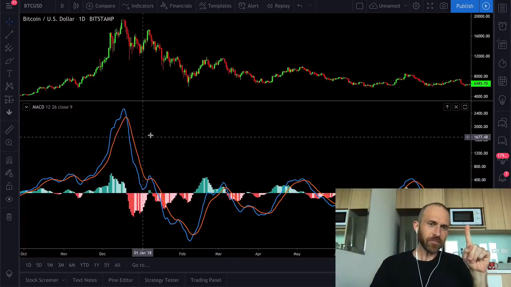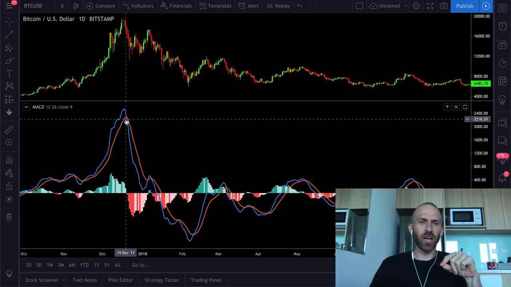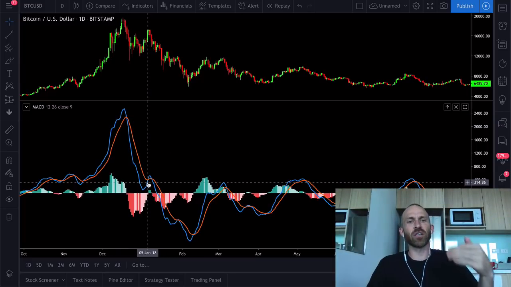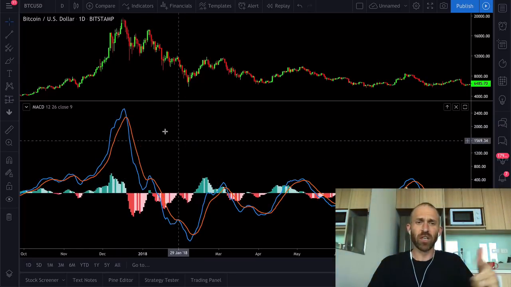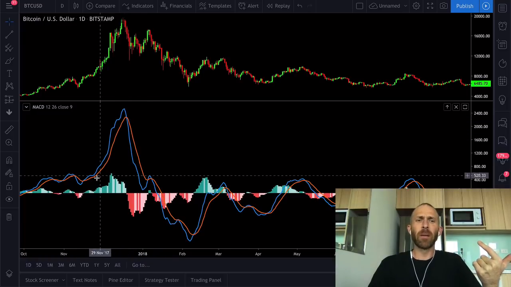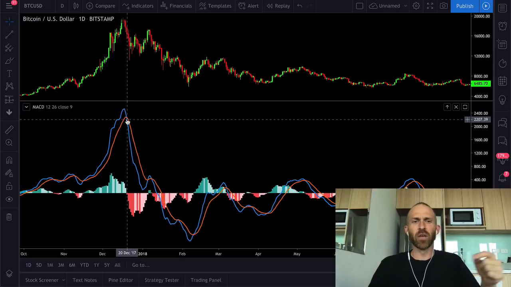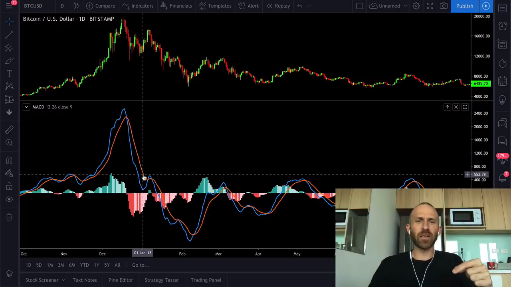So what are we doing with this? Well, there's a cross when the blue tucks under the orange, and there's another cross when the orange tucks under the blue. Those are the two crosses. So those are the times that we're going to buy or sell. Basically, when the blue line is on top, when the MACD line is on top, I want to be in Bitcoin. When the orange line is on top, I want to be in a stable coin.